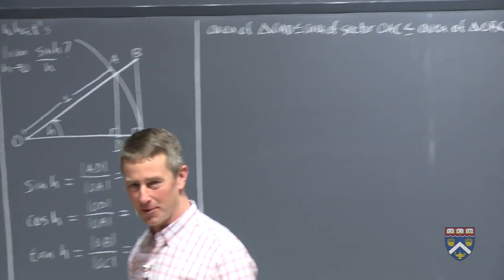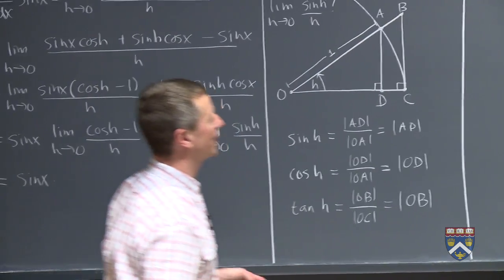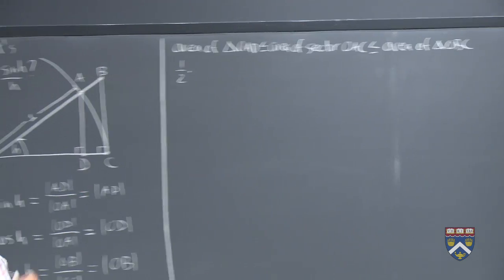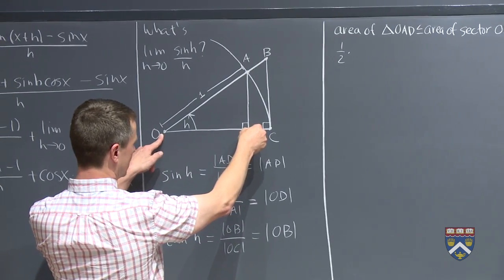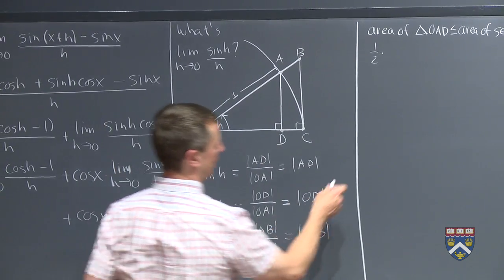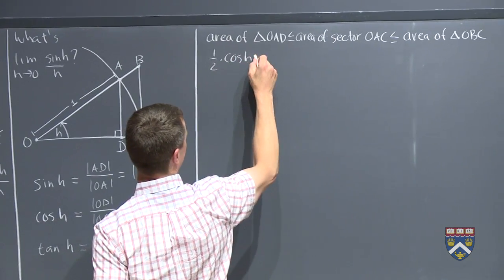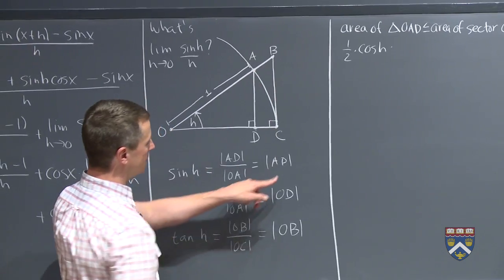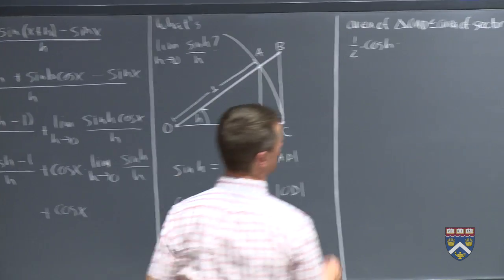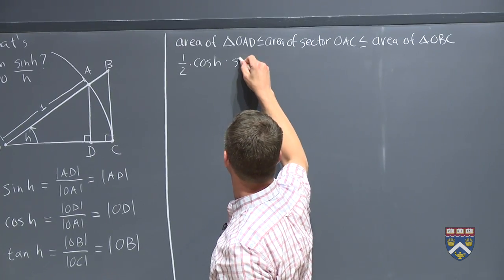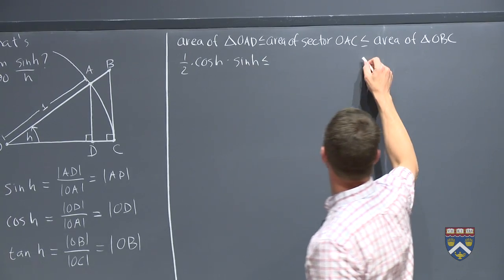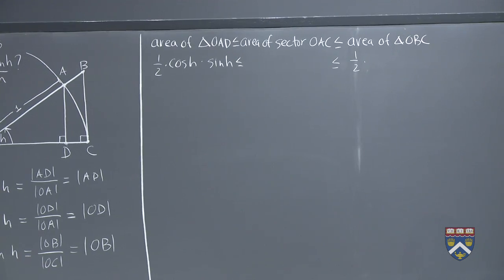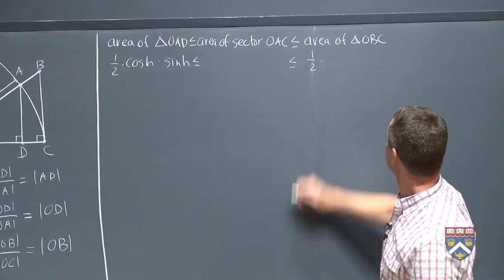All right. So what's the formula for the area of a triangle? 1/2 base times height, right? So 1/2. The base of my triangle is OD, which we figured out is the same as saying cosine. So 1/2 cosine of h. The height of my smaller triangle, AD, is what we figured out was sine of h. So 1/2 cos h sine of h. Let's skip the sector for a second and do the other triangle. Also area 1/2 base times height. So OBC.